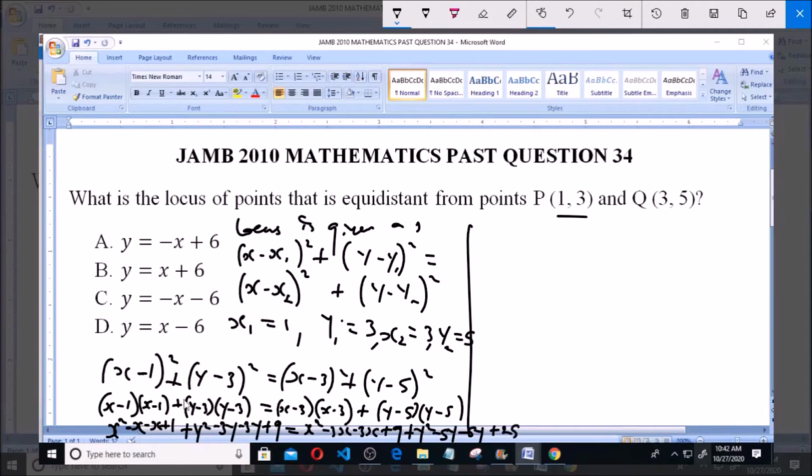Now looking at this, you can see that this x square here, we cancel this x square here. This 9 also can cancel this 9 here. So cancel the 9 here. And also this y square, we cancel this y square here. So what are we left with?